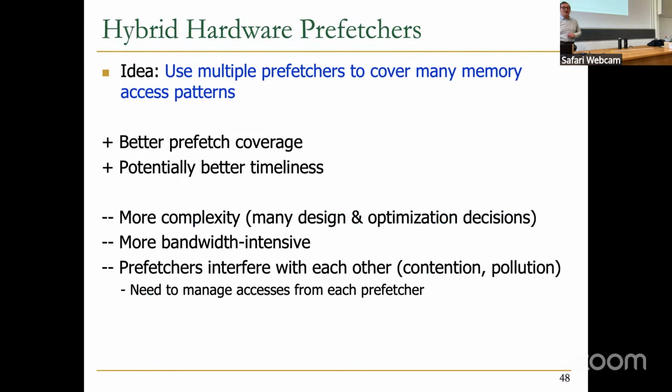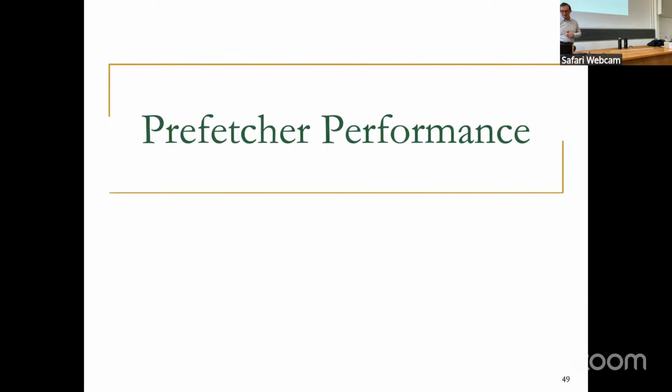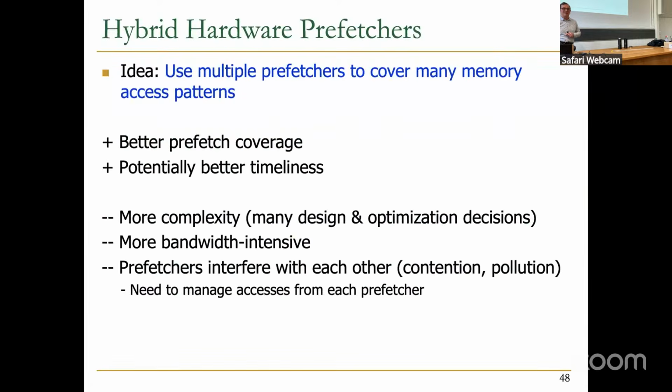But of course, now you have more complexity. There are many design optimization decisions. Every prefetcher has some tuning parameters, and now you have many prefetchers you have to tune. This is more bandwidth intensive, clearly, because you're trying to prefetch a lot. Potentially, you're activating multiple prefetchers. And prefetchers can interfere with each other also. They cause contention and pollution to each other, as well as to demand requests, as we will see. So you need to manage accesses from each prefetcher, and you may need to throttle them independently. Okay, that brings us to prefetcher performance, but that's probably good to cover after taking a break.